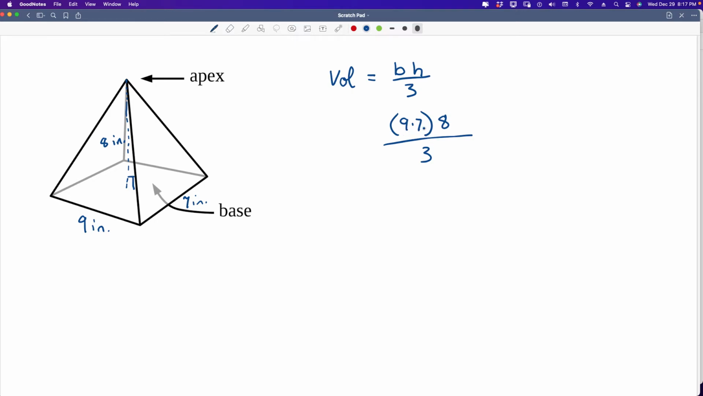Now there's a reason why I did not go ahead and multiply these out, and that's because 9 is 3 times 3. So I can factor a 3 out of this, right? So I could easily say that this is 3 times 3 times 7, and then that's times the height of 8 divided by 3, so I'm going to factor this 3 out of here. So now I have 3 times 7 times 8, so that's 21 times 8, that's 168 inches, and it's volume, so it's cubed.